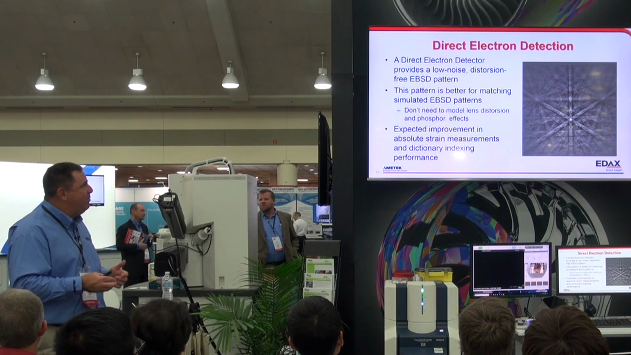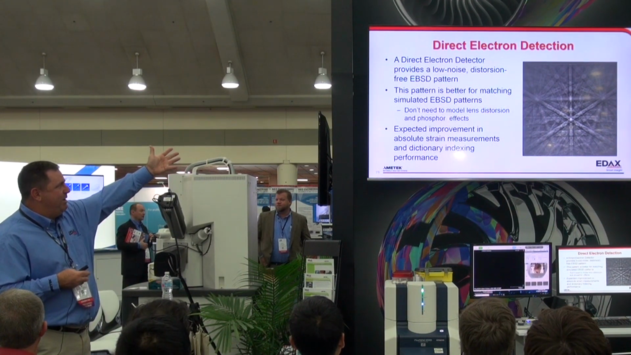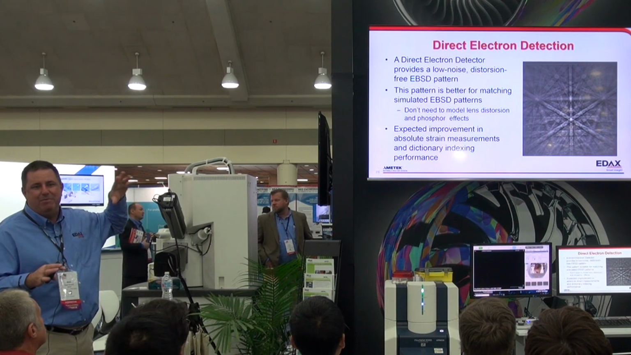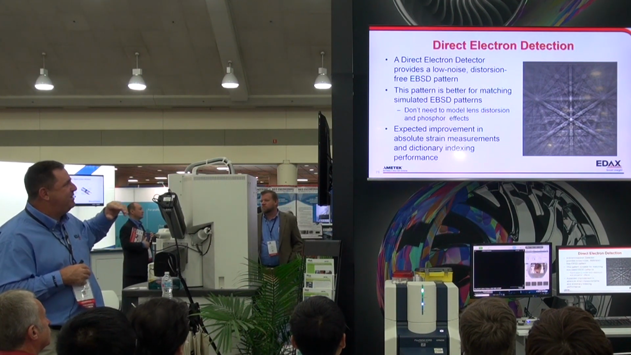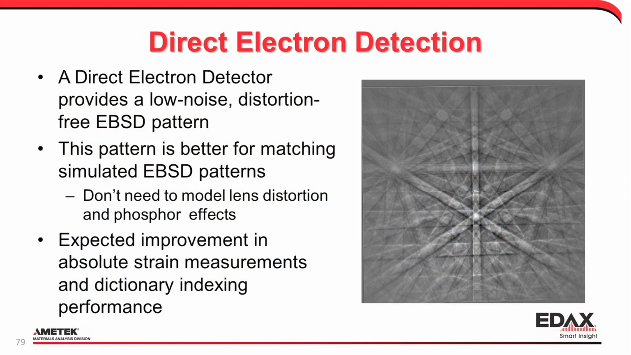As a summary for direct electron detection, we almost like to call it zero noise, but that's a little misleading because there are still shot noise effects. But it gives low noise, distortion-free patterns. We don't need to worry about the lens distortion and phosphor specs, so for strain, absolute strain, and dictionary indexing, expect a step in performance that's going to be available through direct electron detection.